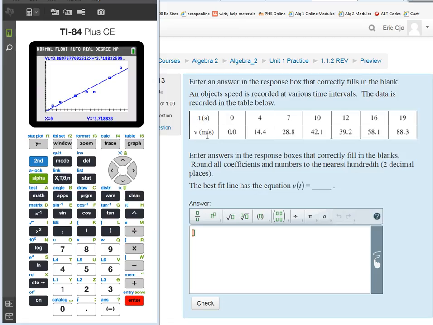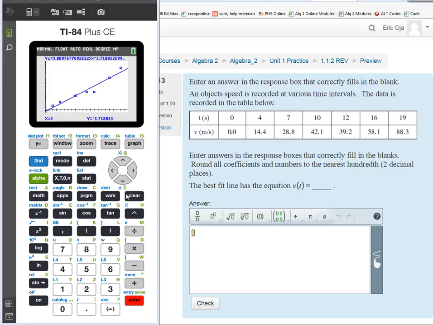In meters per second. So which is going to be the input? It kind of tells us down here, we're going to calculate the best fit line is v of t. So which one, v or t, is the input? It's got to be t, because that's the values that we're inputting right into the function. They're in the parentheses. So t is the input, v is the output.